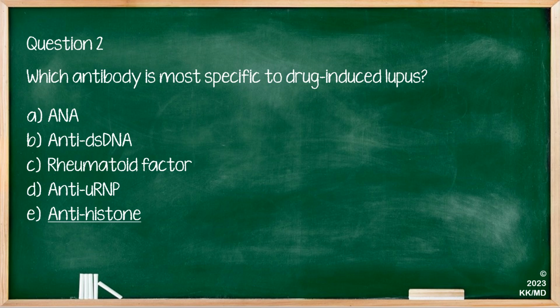Rheumatoid factor is one of the antibodies that we look at in cases of rheumatoid arthritis, but it can be elevated in many other conditions. And anti-U1RNP is a very specific antibody in cases of mixed connective tissue disease that, again, you need to be familiar with for the purpose of MRCP.